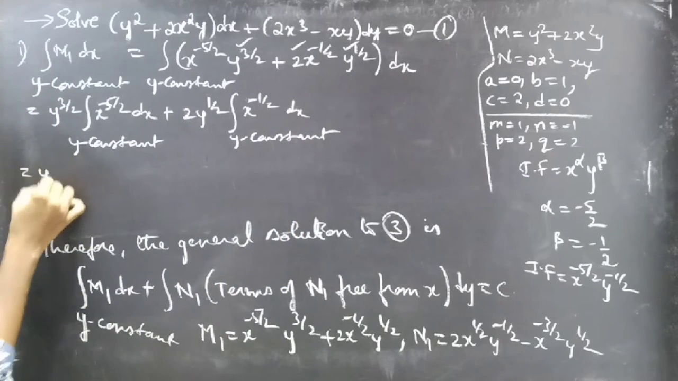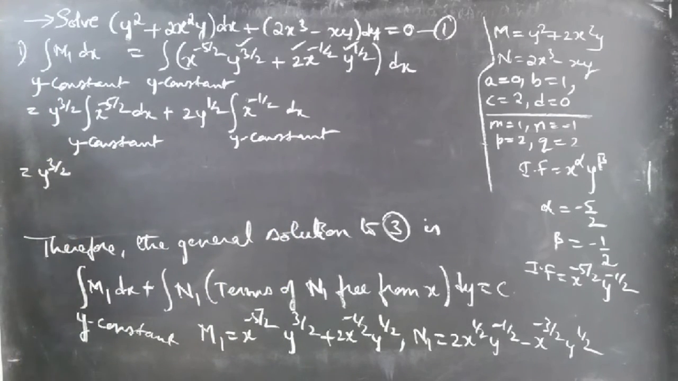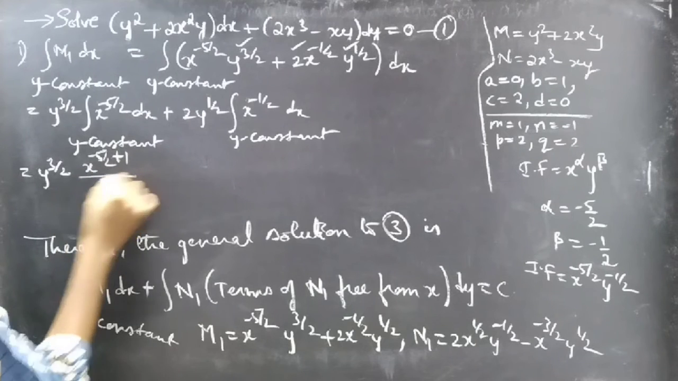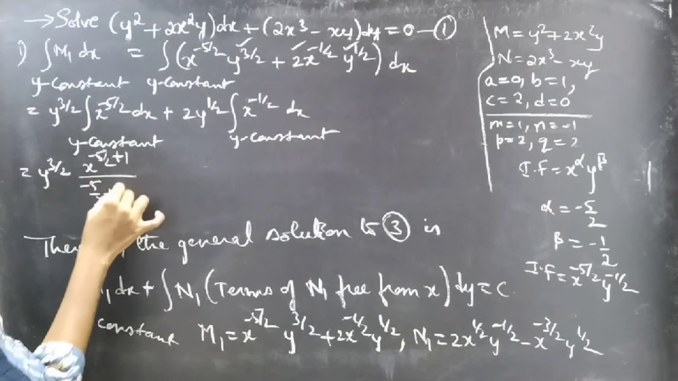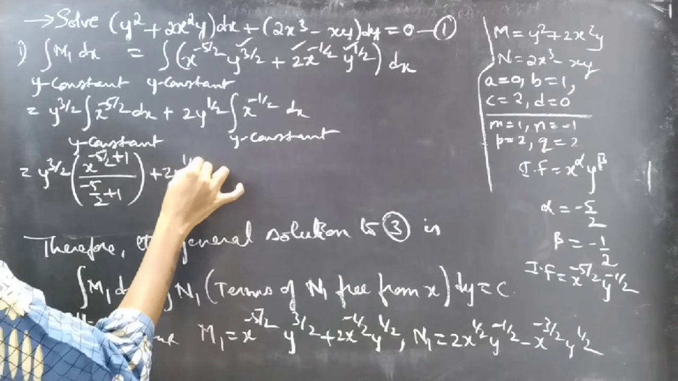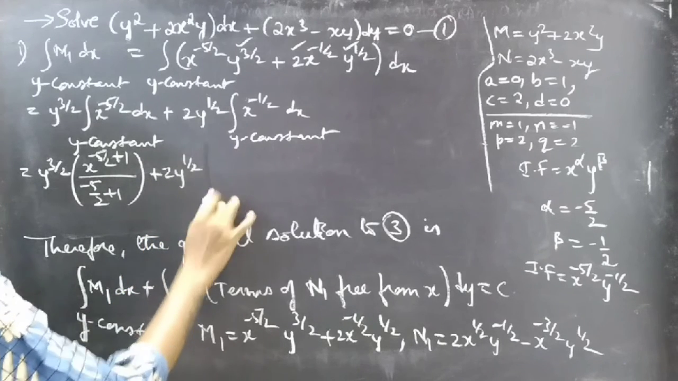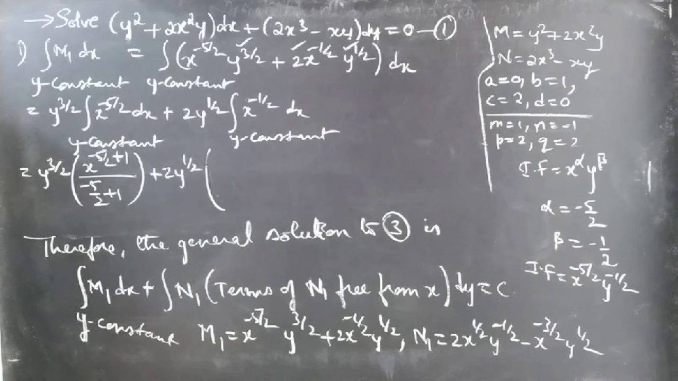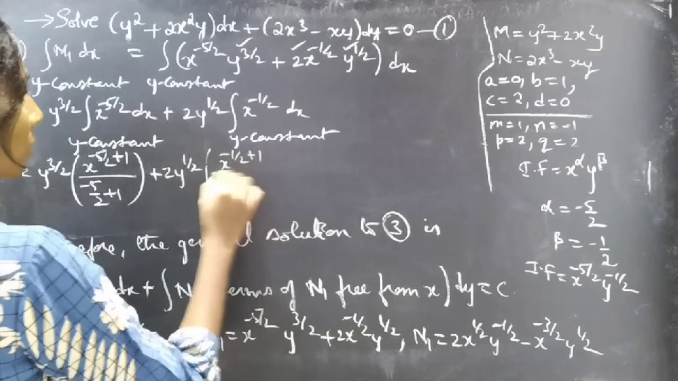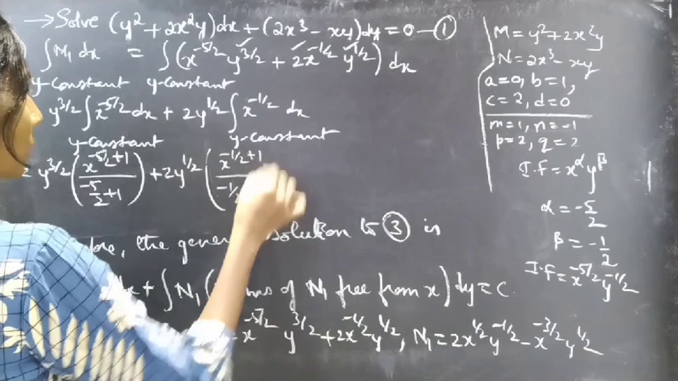which gives us y^(3/2) into the integral of x^(-5/2) dx, which is x^(-5/2 + 1) divided by (-5/2 + 1), plus 2y^(1/2) into the integral of x^(-1/2) dx, which is x^(-1/2 + 1) divided by (-1/2 + 1).